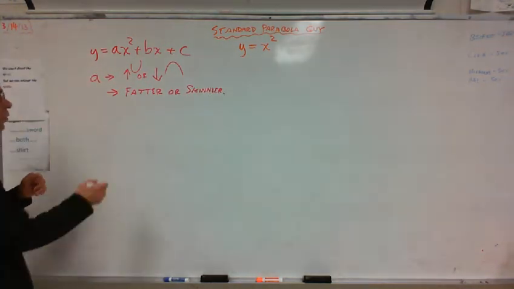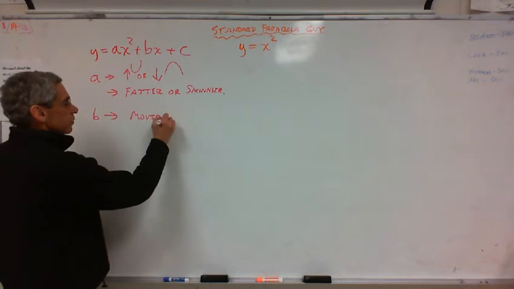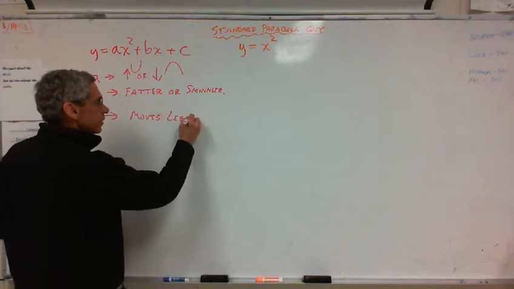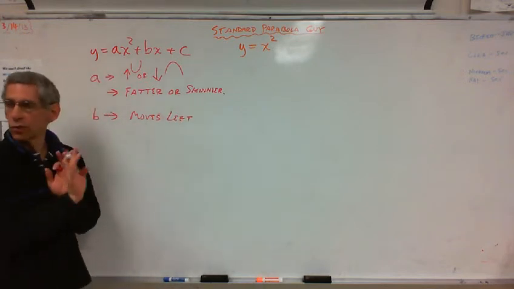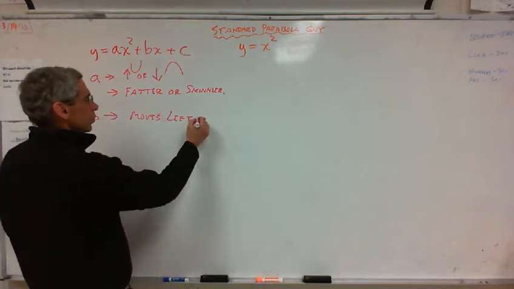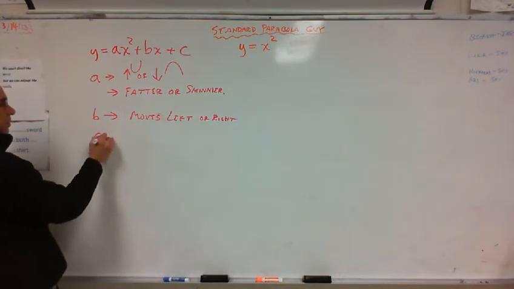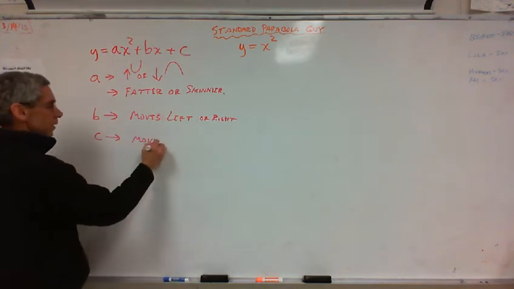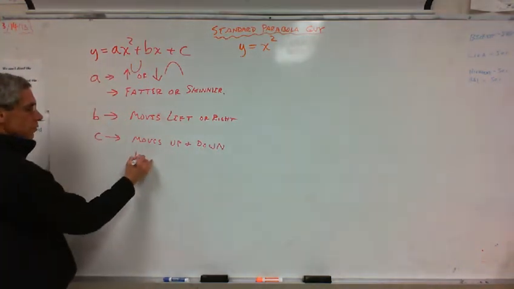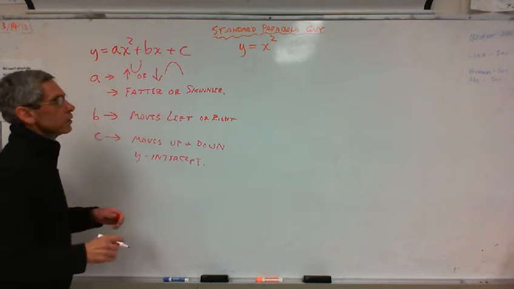What did we say b does again? It moves it left and right. And again, I told you that it's not like if b is 2, it moves over 2. It's a little formula that you have to use. And then c was what? c moves it up and down, on the y-axis. And it is the y-intercept, right? Good.